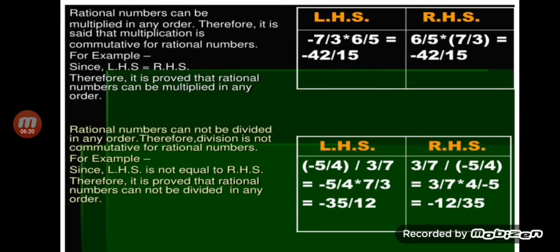It proves that subtraction is not commutative for rational numbers. In the same way, multiplication is commutative. We'll take a as minus 7 by 3, b as 6 by 5. When you multiply, 7 sixes are 42, minus 42, 3 fives are 15. In the same way, if you interchange the numbers, 6 by 5 into minus 7 by 3, we'll get minus 42 by 15, which is equal to each other. Therefore, we can say that multiplication is commutative.